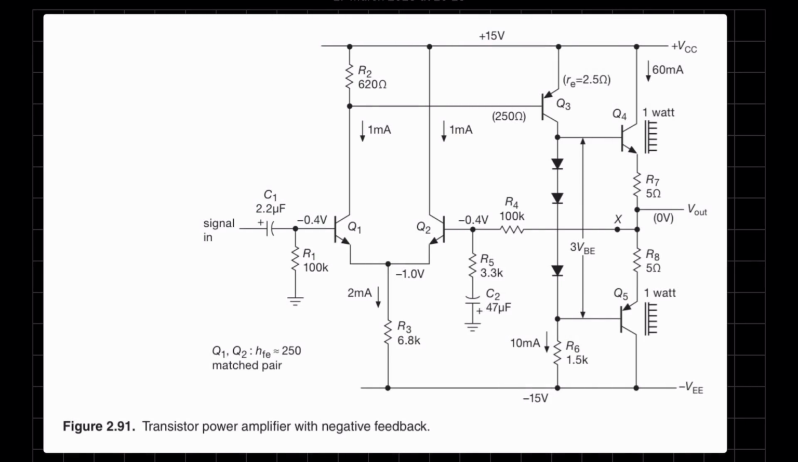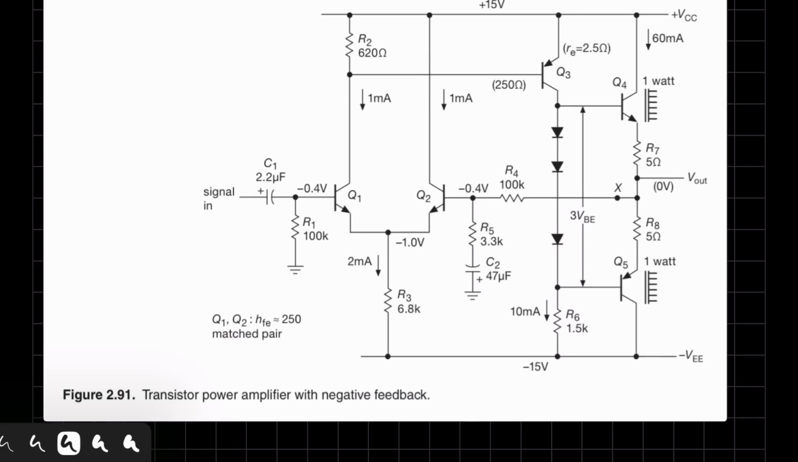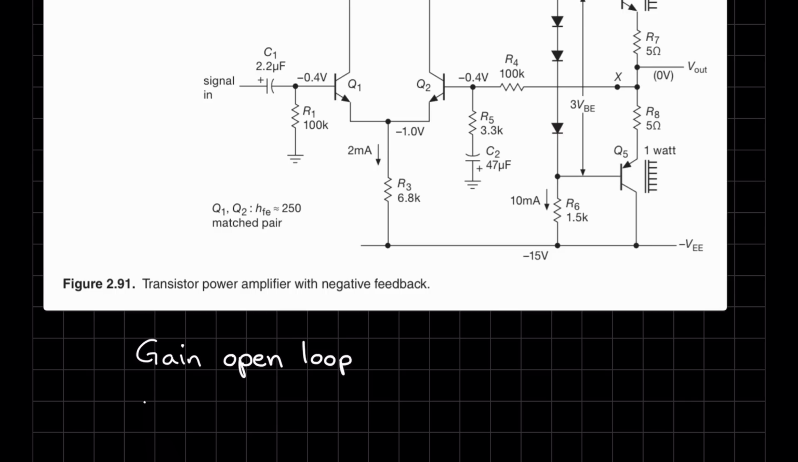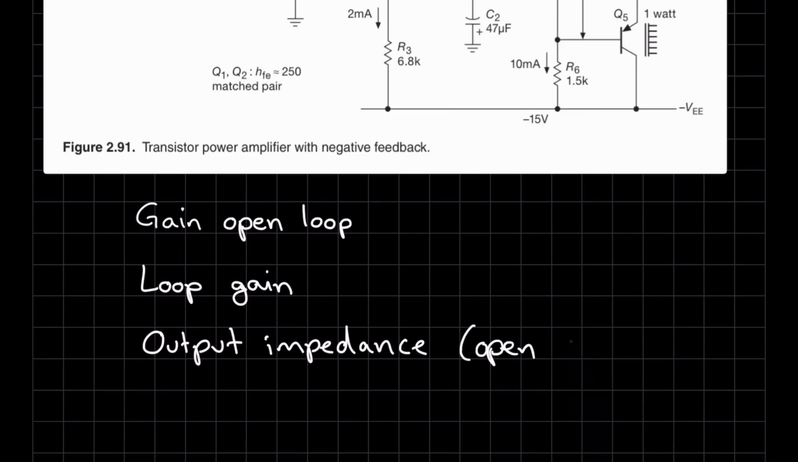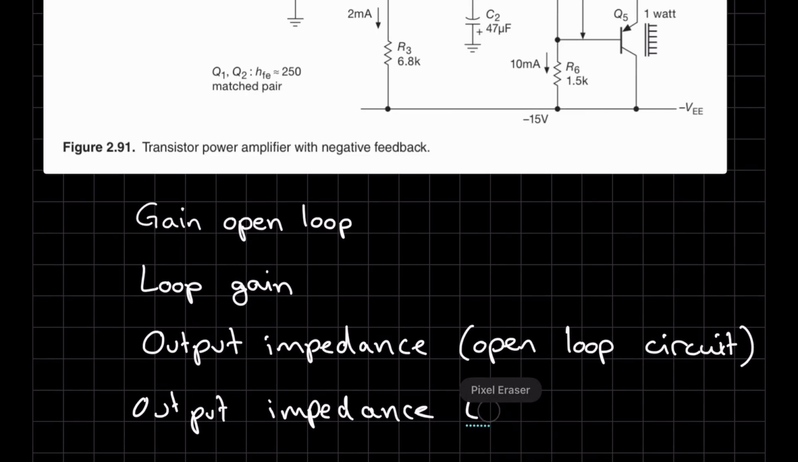So as you can see on the screen now, we are firstly going to look at figure 2.91, which is a transistor power amplifier with negative feedback. The feedback is basically this point over here, which is the output going back into one of the inputs. So for this circuit, we are going to find the open loop gain, the loop gain, the output impedance for the open loop circuit, and the output impedance for the closed loop circuit as well.